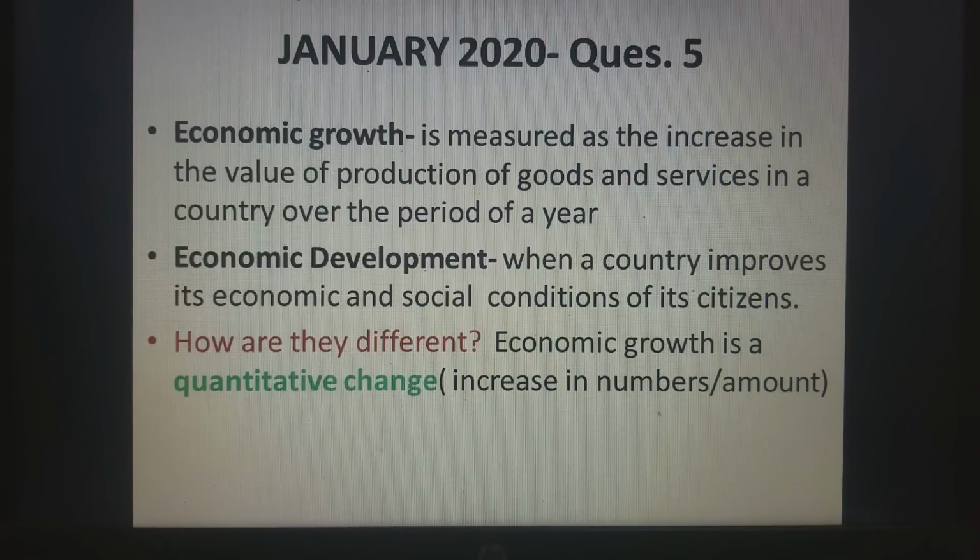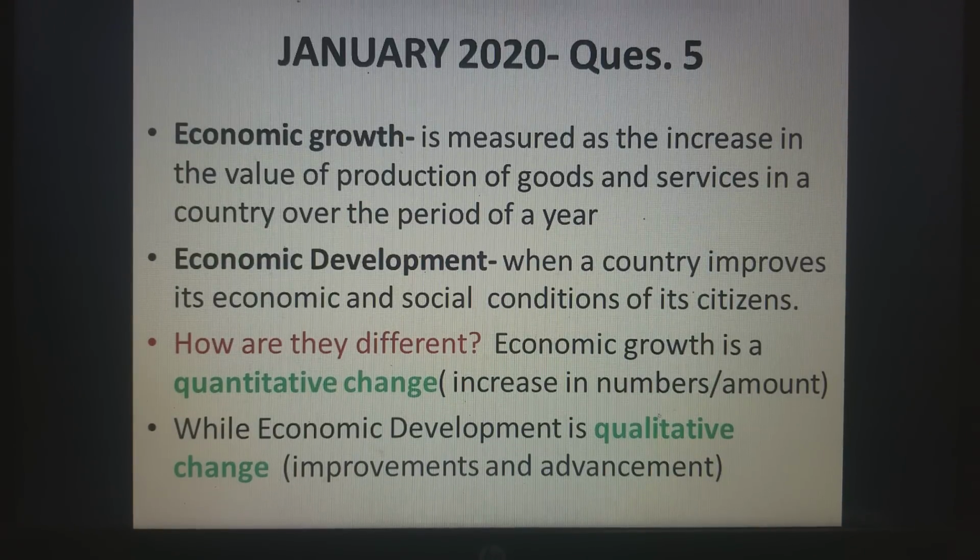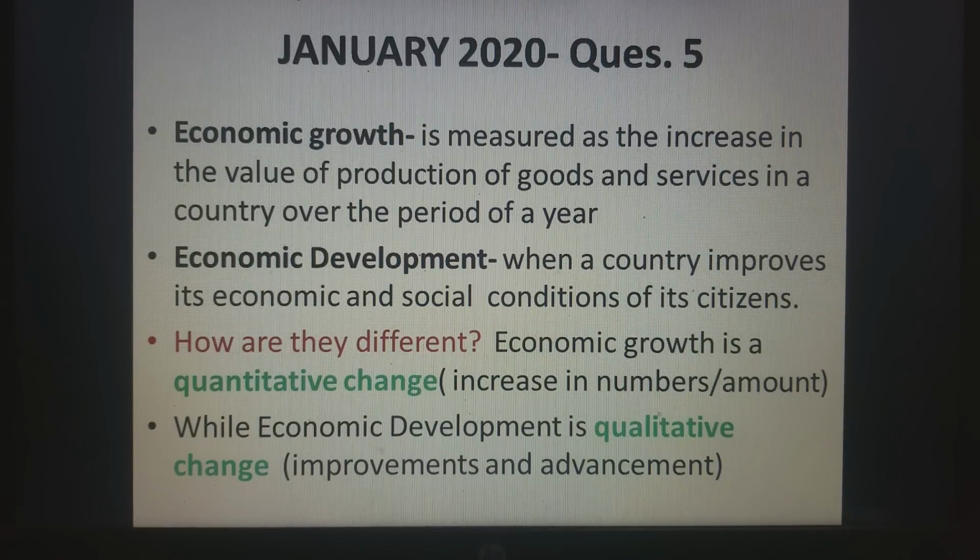Now let me go a little bit deeper. So how are they different? Having said that, how is economic growth different from economic development? Well, economic growth is quantitative, so there is an increase in the number and the amount of the production, while economic development is qualitative. Yes, there is qualitative change. Remember these 2 terms. Quantitative change means increase in the amount. Qualitative change is an improvement and advancement.